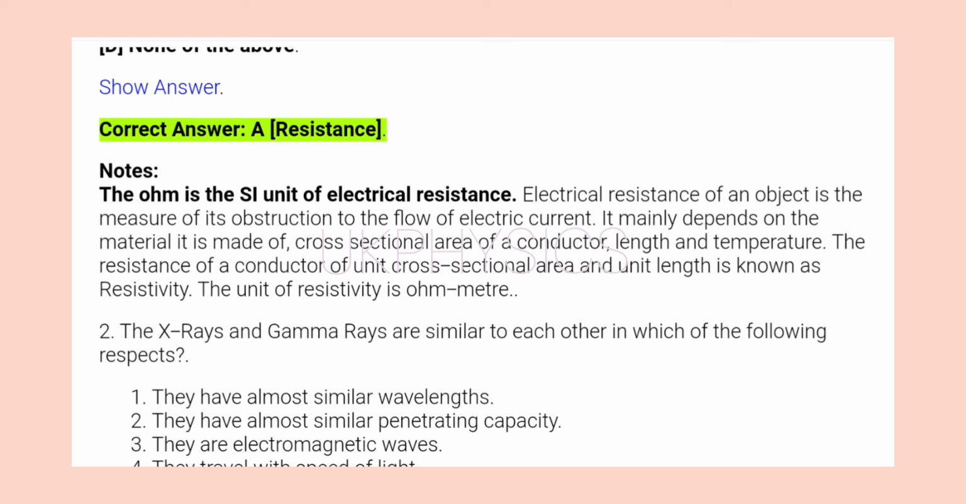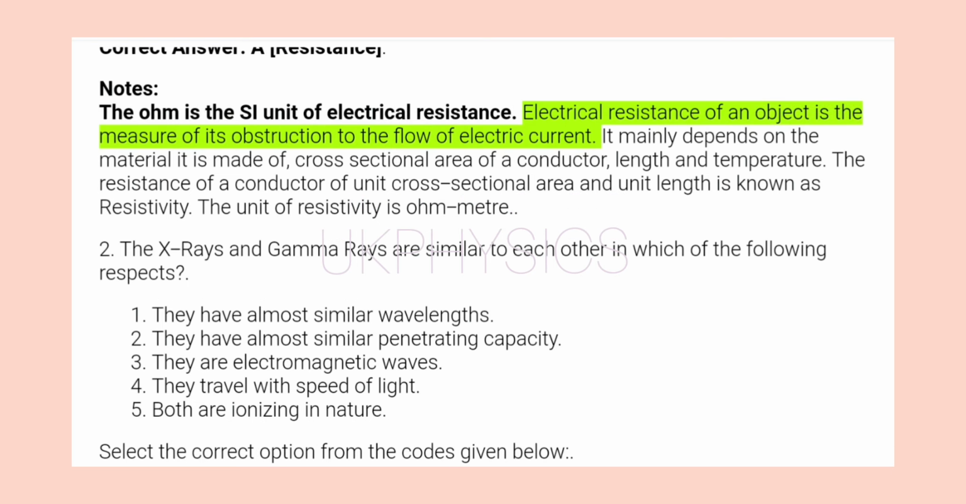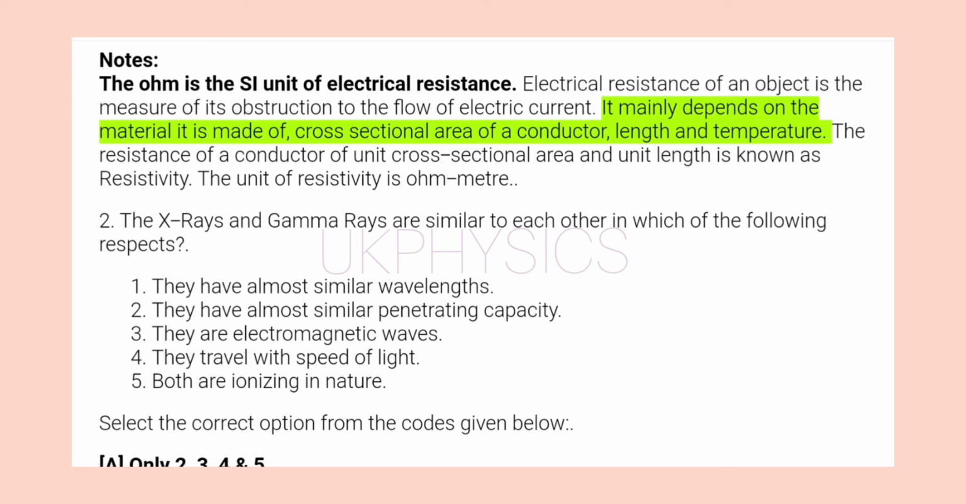Resistance. Notes: the ohm is the SI unit of electrical resistance. Electrical resistance of an object is the measure of its obstruction to the flow of electric current. It mainly depends on the material it is made of, cross-sectional area of a conductor, length and temperature.